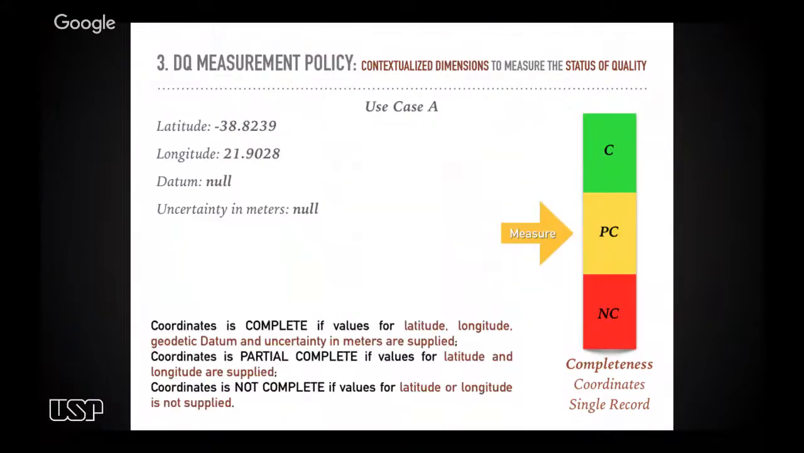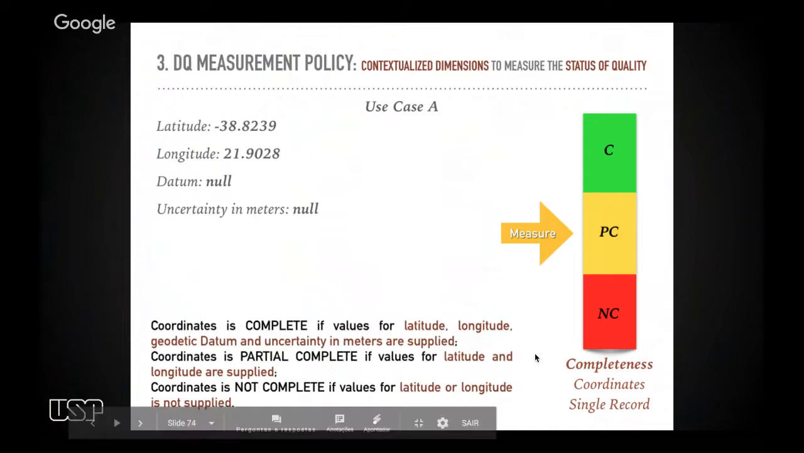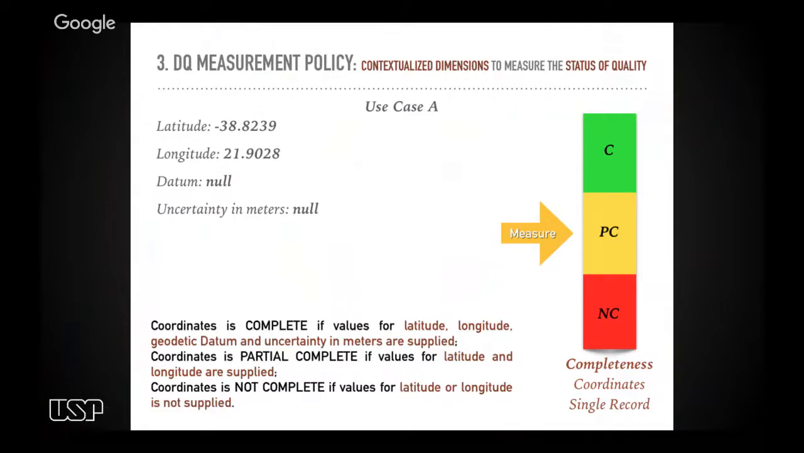So just to give an example, let's say we have this definition of completeness of coordinates, where I say a coordinate is complete if values for latitude, longitude, geodetic datum, and uncertainty in meters are supplied. So I will measure it as complete if it complies with this criterion.